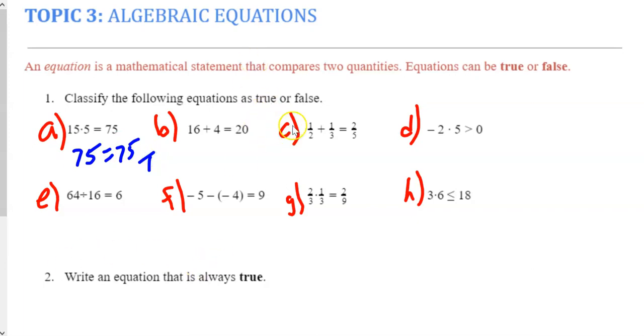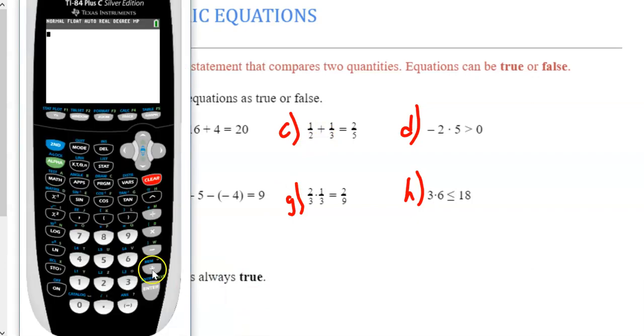I'm going to jump over here to C. On C, we have 1/2 plus 1/3 equals 2/5. When you're adding and subtracting fractions, you have to convert them to have like denominators. You can use a calculator to aid you in this. If you want, pause and grab your calculator. We can do 1/2 plus 1/3.